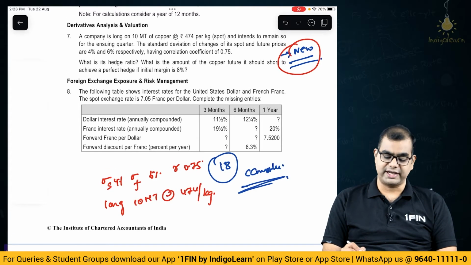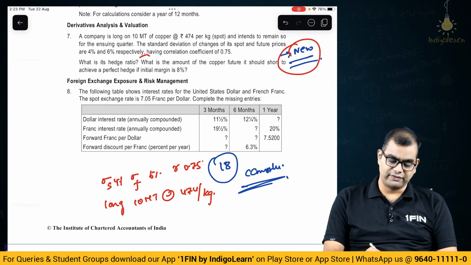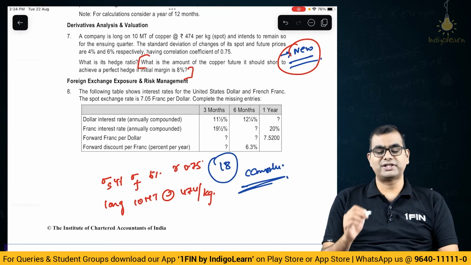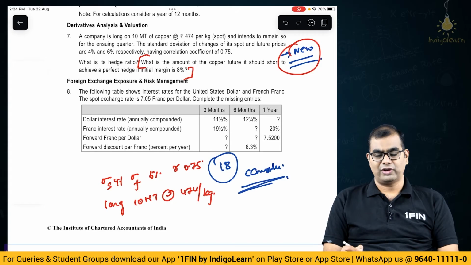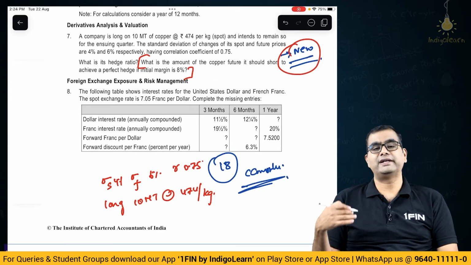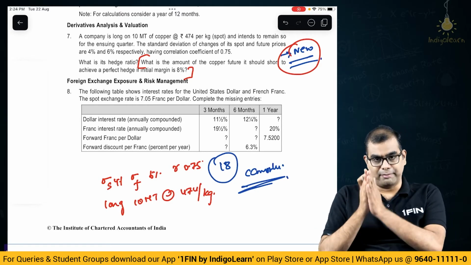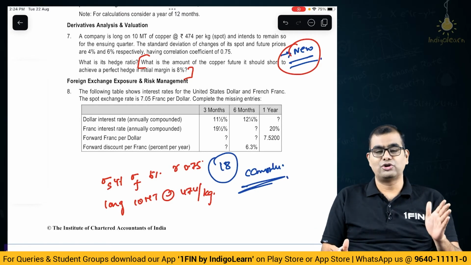The initial margin is 8%. See, how much should it short? We will come back. We will first go and figure out what is the hedge ratio. How much should you hedge? If you have purchased on spot, how will you hedge? You will hedge by entering into a transaction in futures. Now, spot is buy, so future is short. So, you have to short.